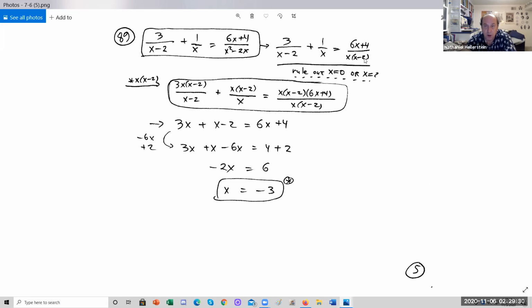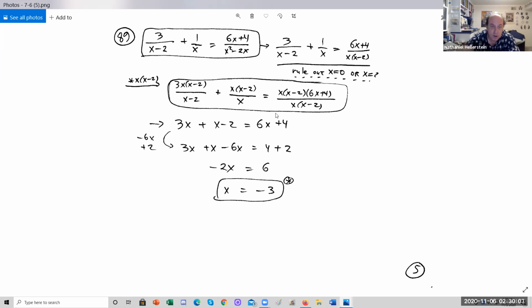All right, so the lowest common denominator is x times x minus 2. So I multiply throughout by it. Multiplying throughout by this, you get 3 times x minus 2 over x minus 2 plus x minus 2 over x equals x minus 2 times 6x plus 4 over x times x minus 2. Here the x minus 2's cancel, here the x's cancel, here x and x minus 2 cancel, leaving from here 3x plus x minus 2 equals 6x plus 4.